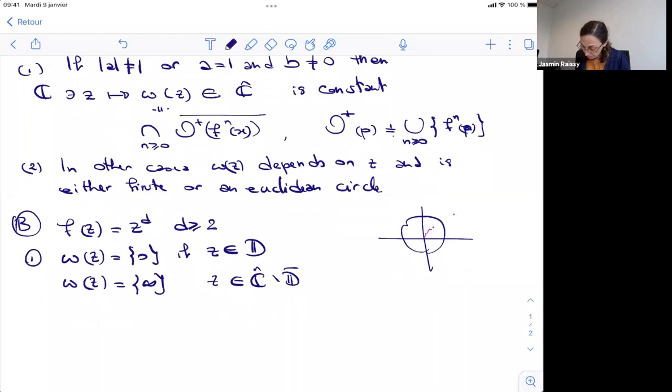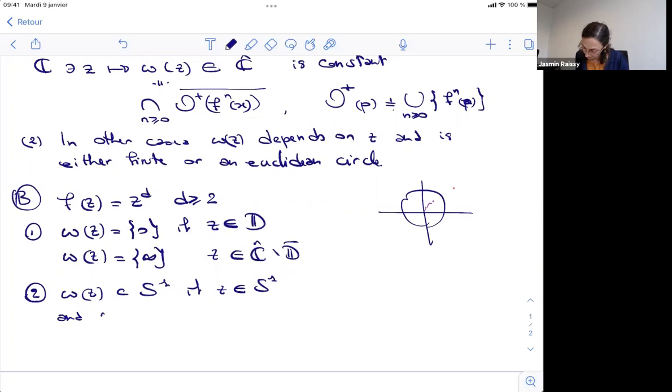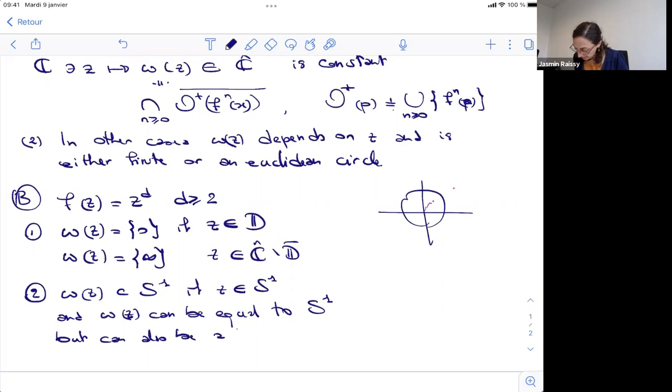And actually you can also prove that whenever I take a point in the unit circle, since this power map is not going to change the modulus of my point, I'm going to stay and rotate in the circle. So the omega limit set of z is contained in the unit circle if z was in the unit circle, and it can be equal to the unit circle. But it can also be a finite set of arbitrary cardinality.